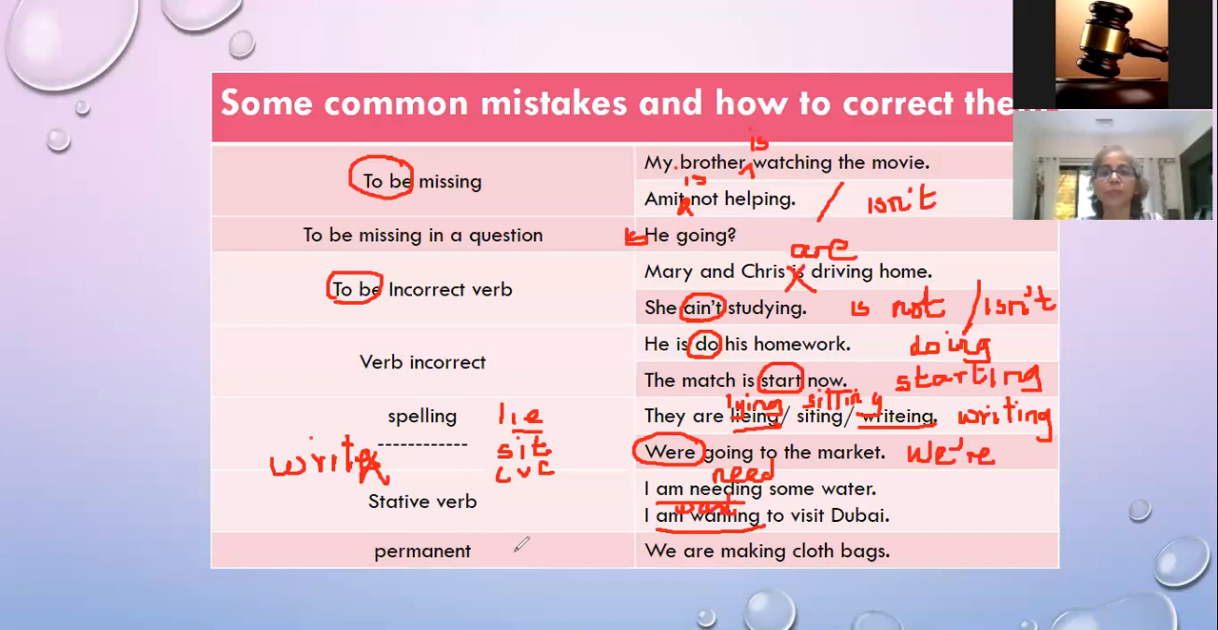And also, when we are talking about something that is permanent, we use the present simple tense and not the present continuous tense. So if we are talking about our factory that makes cloth bags, we cannot say we are making cloth bags. We say we make cloth bags because that's what you do on a permanent basis. I hope I'm clear with this.